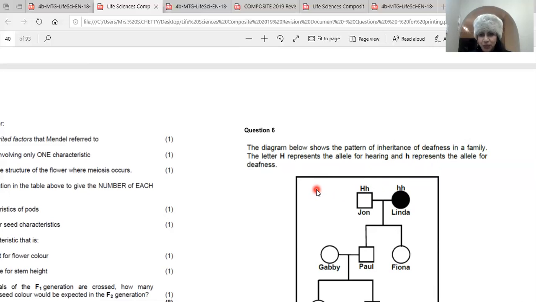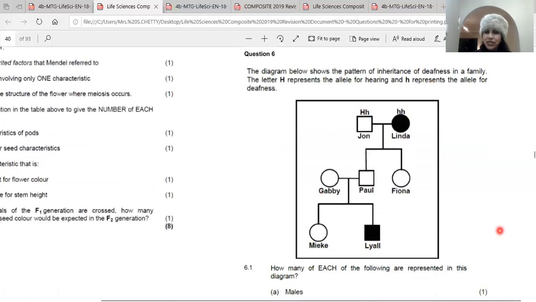Okay? So to be deaf, you have to have two recessives. So if you look here, who is deaf here? Linda. Linda is deaf. Now, John is normal. When somebody is normal, they can either be homozygous normal or heterozygous normal, because being normal is the dominant allele. So in other words, a normal person could be capital H capital H, or capital H small h. Okay, do we have that?